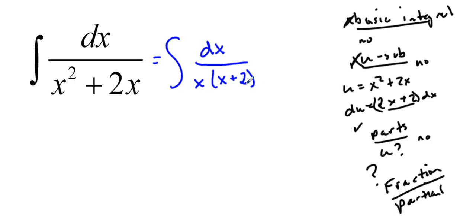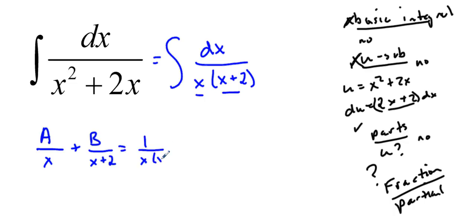So we have the product of two linear factors in the denominator. Now we're going to separate this apart. This is an algebra trick. We're going to create two different fractions, one for each of these linear factors in the denominator. So I'm going to have a over x plus b over x plus 2, and this is going to equal 1 over x times x plus 2. Essentially, I'm doing algebra right here, so that I can create a simpler expression to take the integral of.